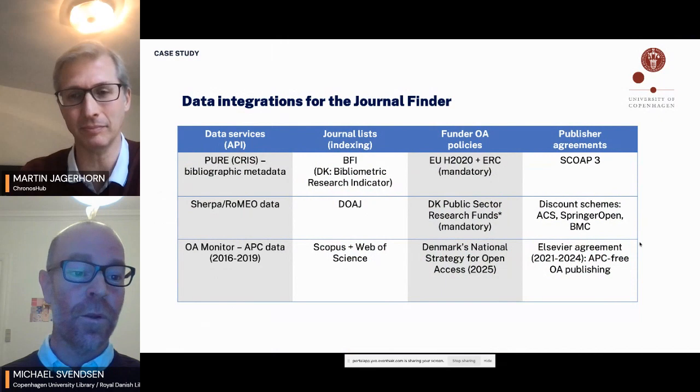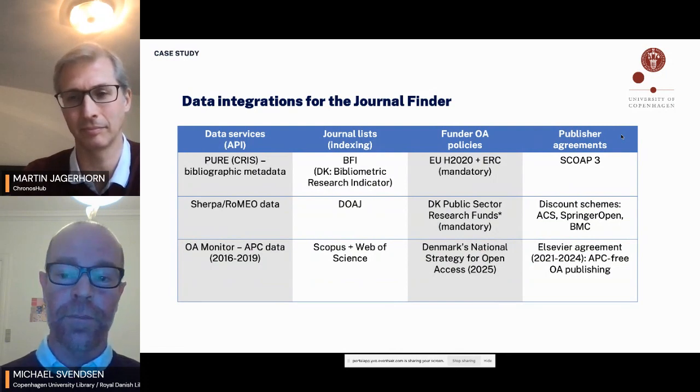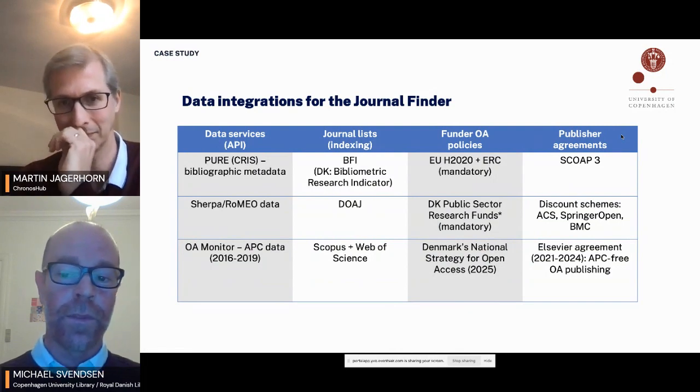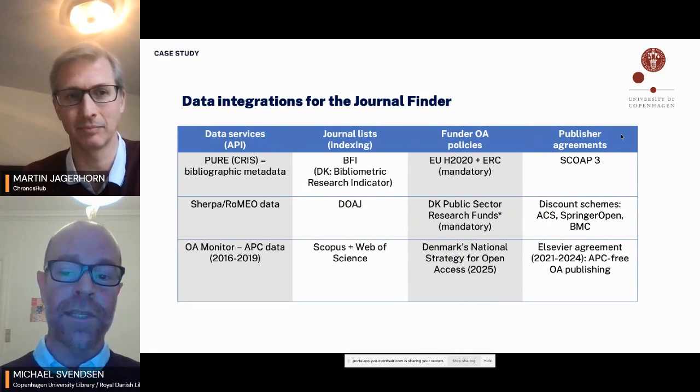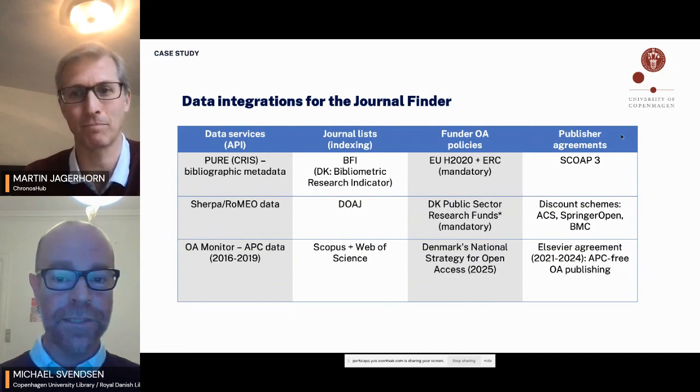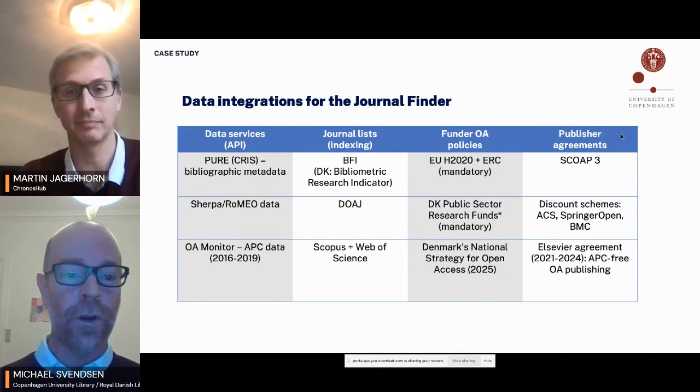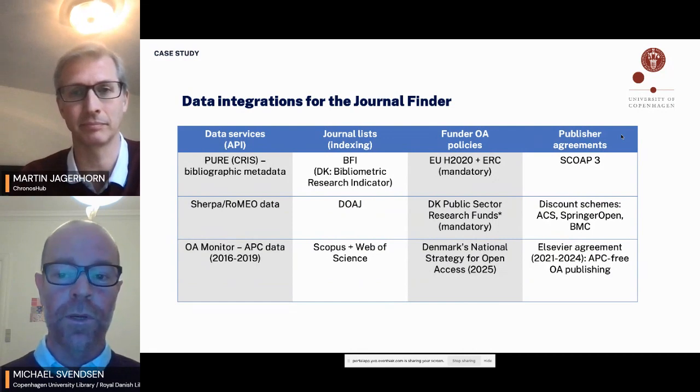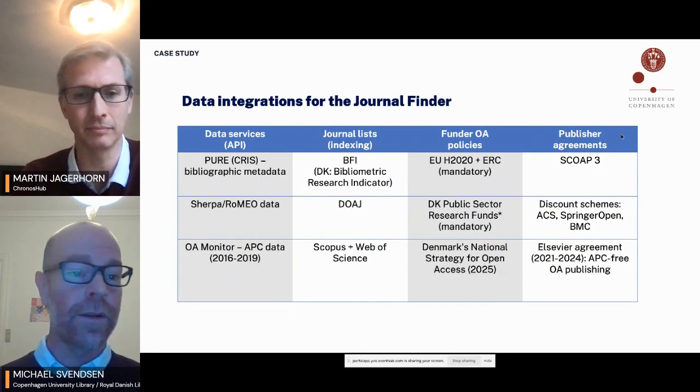And then we have, as the Royal Danish Library and the National Licensing Consortium, we're still taking part in the Scope 3 deal. We have discount schemes on ACS, Springer Open, BMC. And then this year we made an Elsevier agreement on their hybrid portfolio, with no APC being paid by researchers at corresponding institutions. So these are some of the data we have built in. So if you make a journal selection in Chronosub, you will be presented with whether there is a deal or not, or whether it complies with different policies. And that has always been the aim.